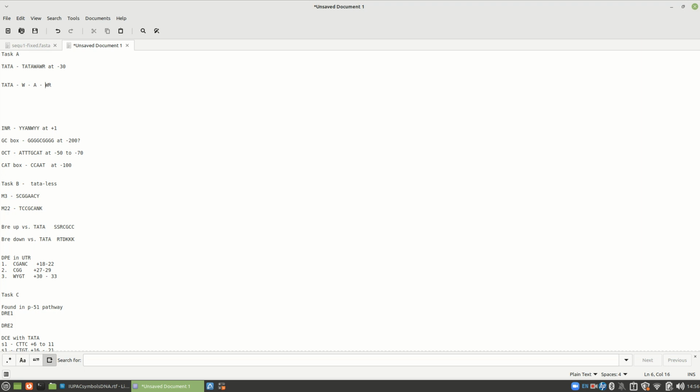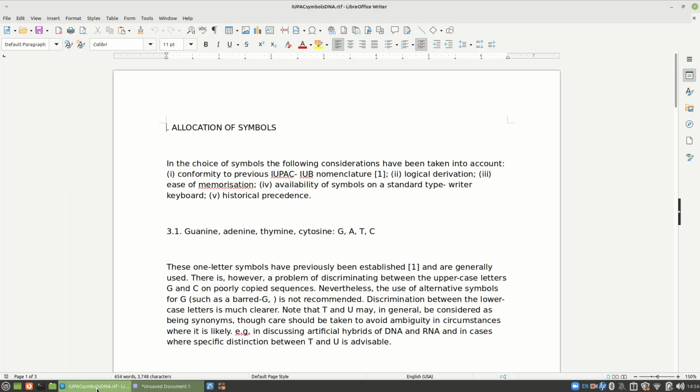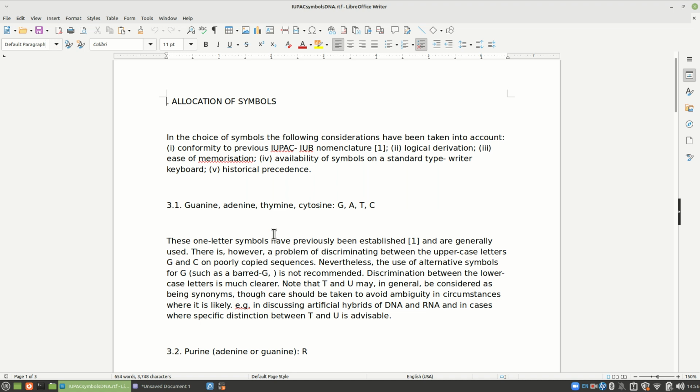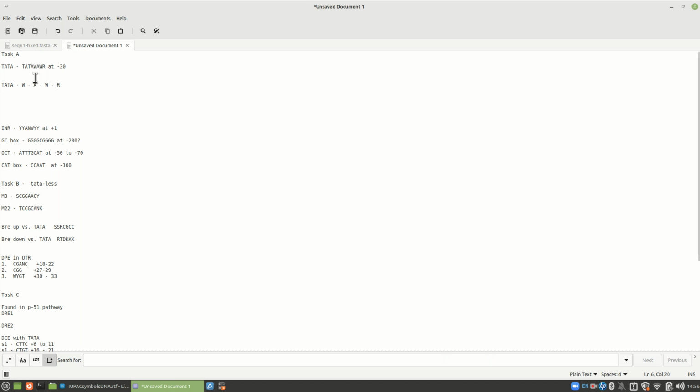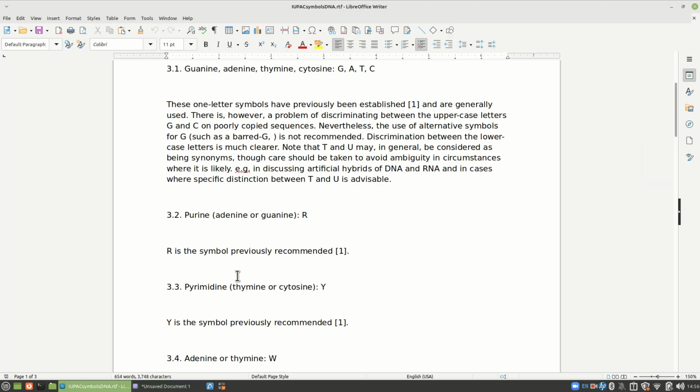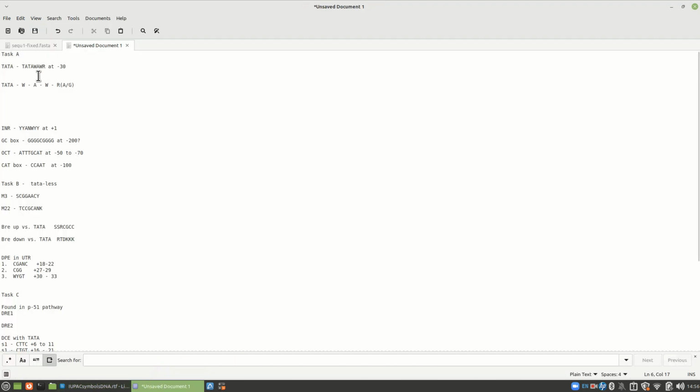Well, that's an A. We know that one. But we have another W and then an R. All right, so let's go over here to our IUPAC rules and find out what the W's and the R's are. So we know GATC right there. An R, it's an A or a G. All right, so let's go back over here and let's put R as A or G. And then what is W? Well, W is A or T. So that means A or T. We can go back over here.